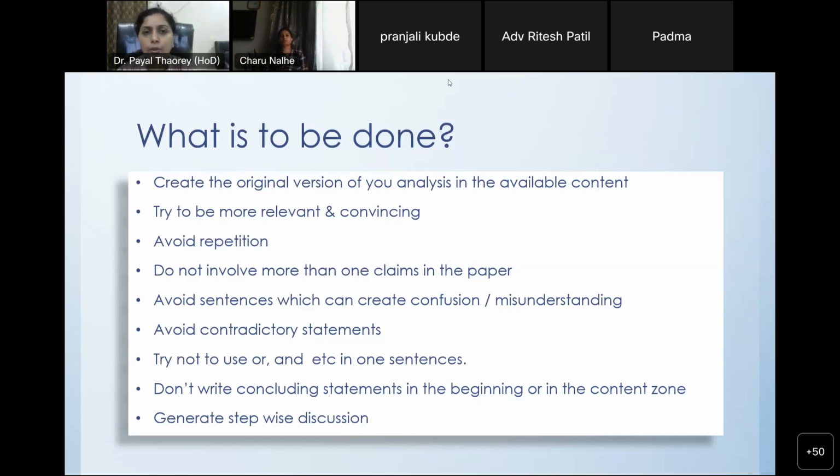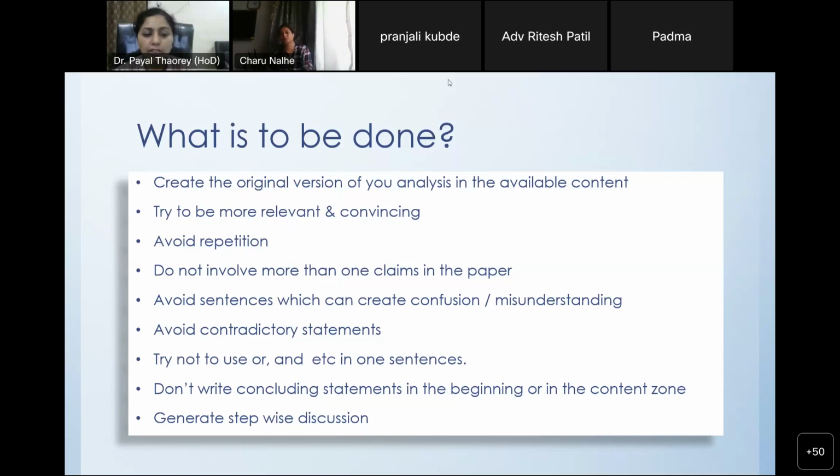Okay, they don't ask you to be very good in English literature, like coming with flowery words and so on. They don't need it, but they need very clear, simple, grammatically correct language about what statements you are making. And then again I said, try not to use "and/or" in one sentence. That's a big no. And don't write concluding statements in the beginning or in the content zone. As I already told you, we sum up beforehand, and that kind of biased approach is never needed in research writing.